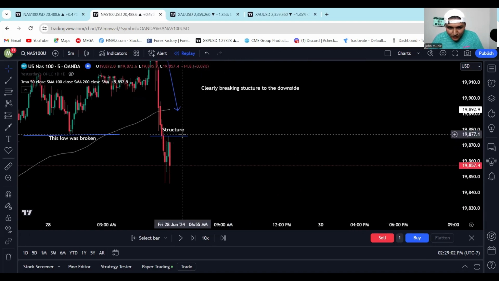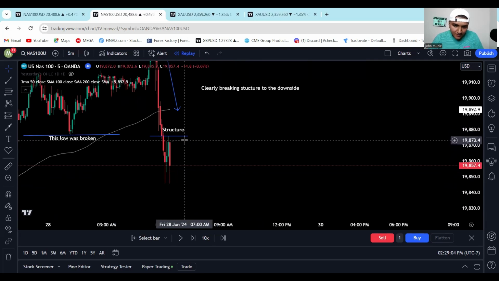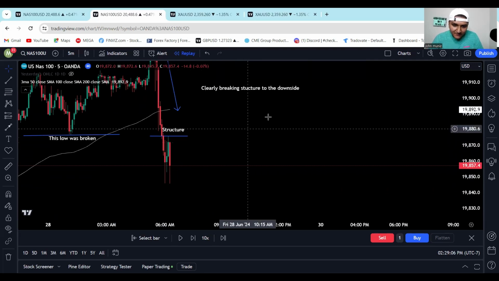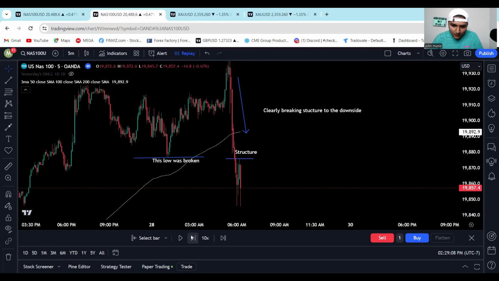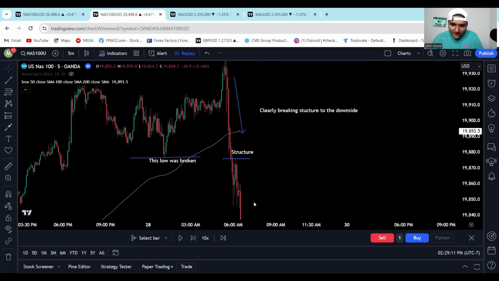And it made this new little high, which is structure. And look what we do next. This is structure, remember.